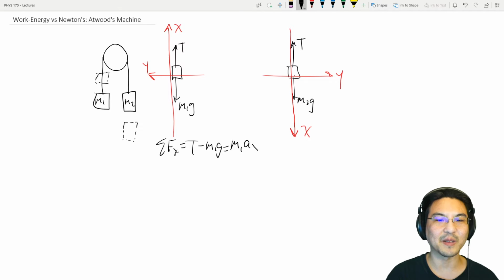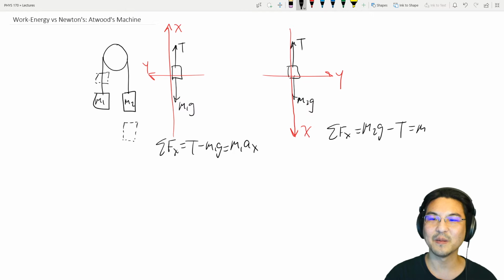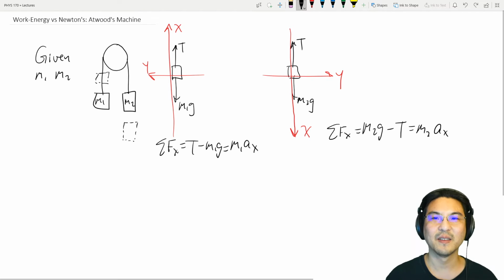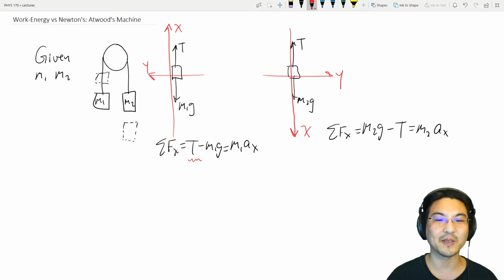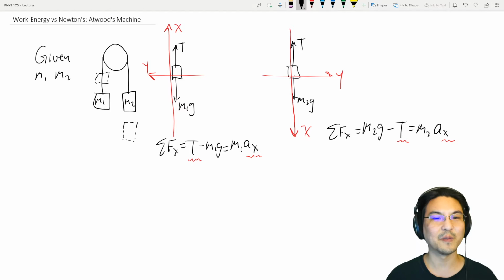Okay, so now Newton's laws. T minus m1g equals mass times acceleration for block 1. For block 2, x is this way, right? So m2g minus T equals mass times acceleration. If we know both masses, the only unknowns are tension and acceleration. Two equations, two unknowns, we can solve.